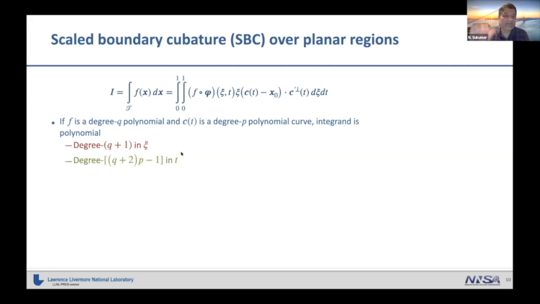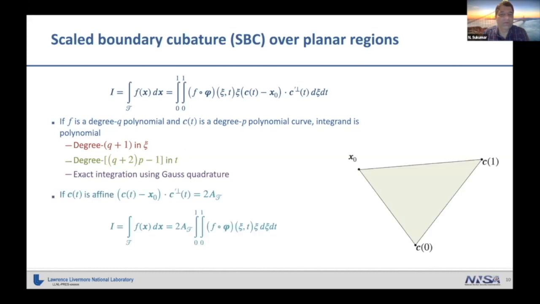So the degree is elevated slightly, but the nice thing is that you still retain the polynomial. The mapping does not destroy the polynomial integrand. So we can apply basically tensor product rules over this shape, and therefore you'll recover the optimal convergence rate, or you get exact integration using Gauss quadrature. So as I mentioned to you before, you can also interpret this as twice the area of a region. And that's what is shown here on the right.